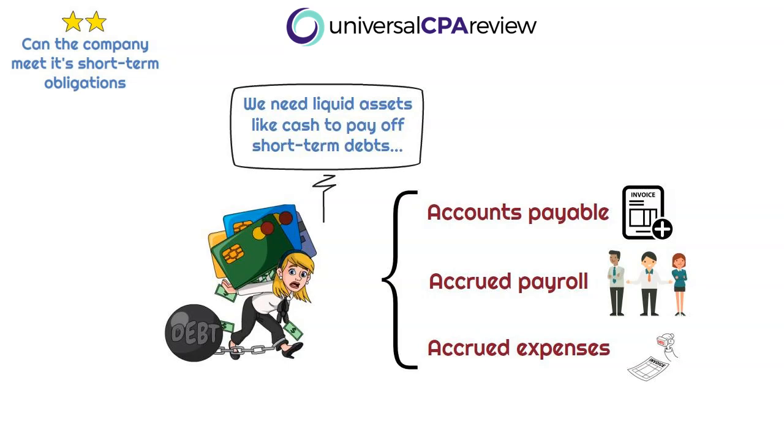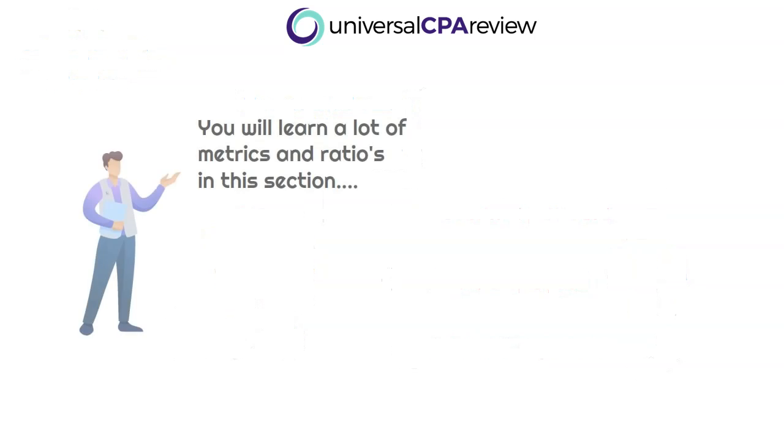Because when a company can't make those short-term debt payments, well, that could spell disaster for a company and they could go bankrupt. So again, the management team, any creditors, investors, they want to know how liquid is a company and will they be able to meet their short-term debt obligations. So the CPA exam loves to test this section. Again, there's a lot of ratios and metrics that we're going to go through.